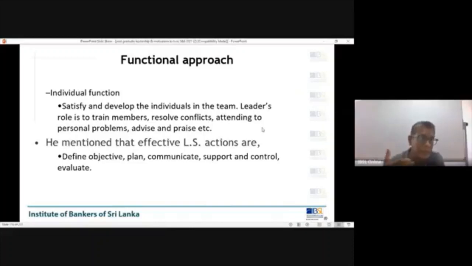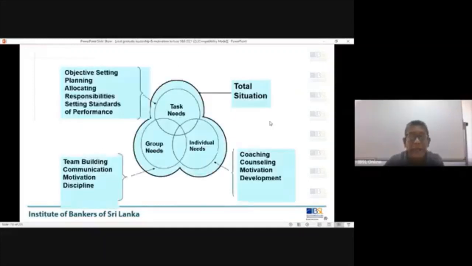Suppose the situation is good and things are happening accordingly, with no disasters taking place. In that case he may go for the individual functions, and concentrate more on individual issues, right? So now, the functional approach, Adair talks about, and he said there are three needs.